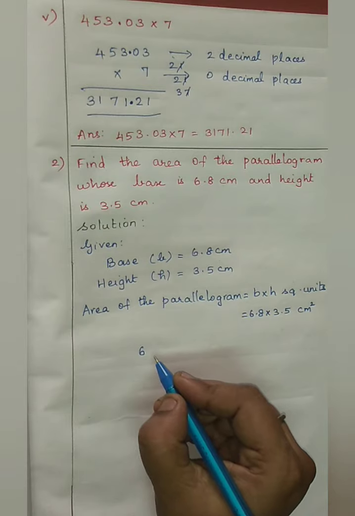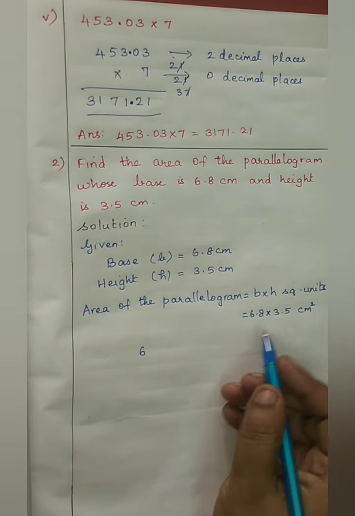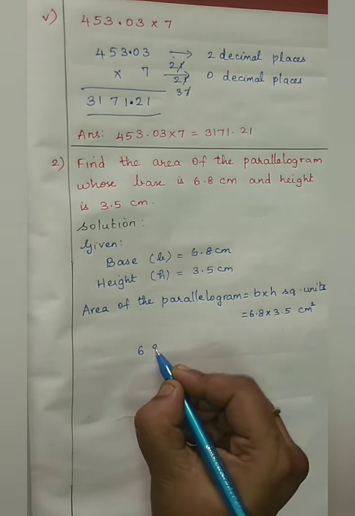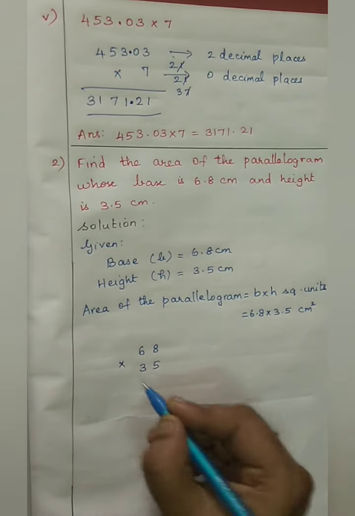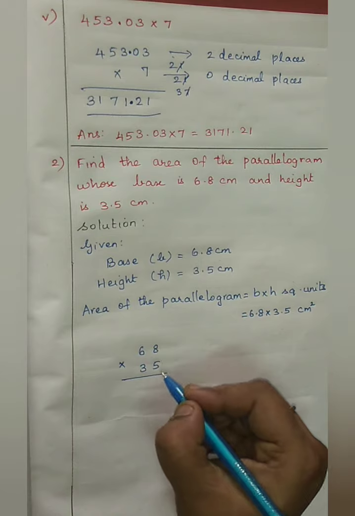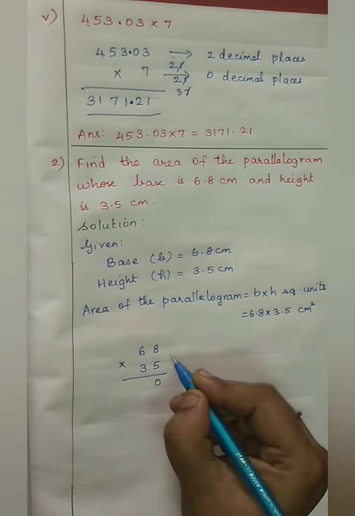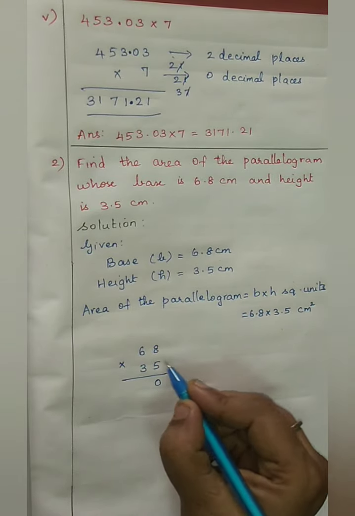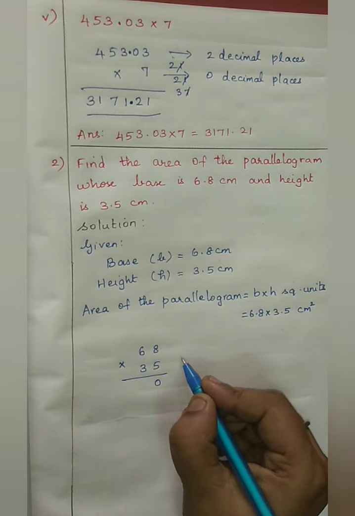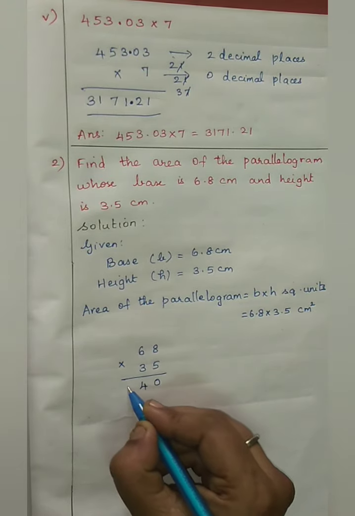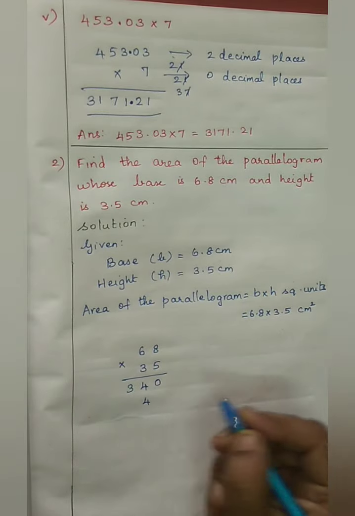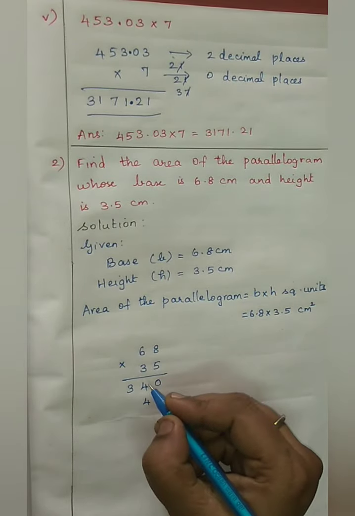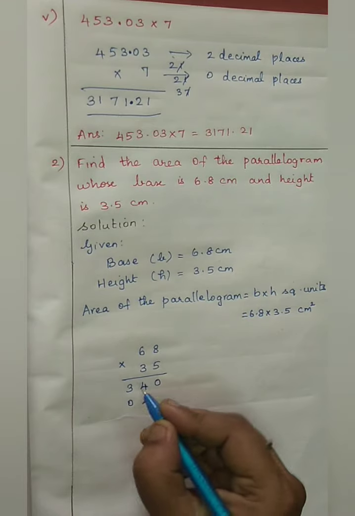6.8 into 3.5. First write the numbers without the decimal point. 68, 35. Multiply and find the answer. 5 8s are 40, 4 remaining, 6 5s are 30, 30 plus 4, 34. 8 3s are 24, 2 remaining, 6 3s are 18, plus 2, 20.